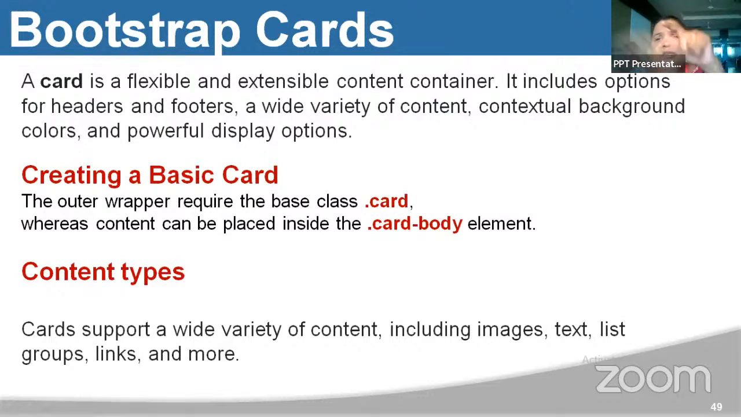What is the Jumbotron? Jumbotron is presented as a gray color box. Whatever text you mention should be included in the gray color box. That is a special representation purpose you are using. The card can also be represented as a square box, not the gray color box. It's only the square box representation. The card is a flexible and extensible content container.